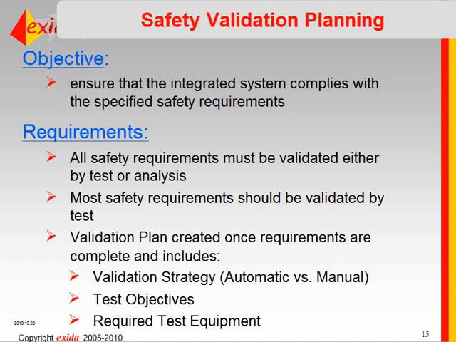All right, and then at this point you create a validation plan. And you include in that a validation strategy, like for example, you're doing automatic versus manual testing. What are your test objectives? So for each requirement, what are the tests going to test for, essentially? And what is the required test equipment, if you know it at this point? You want to try to plan for that early on. The detailed test procedures don't have to be developed at this early phase.